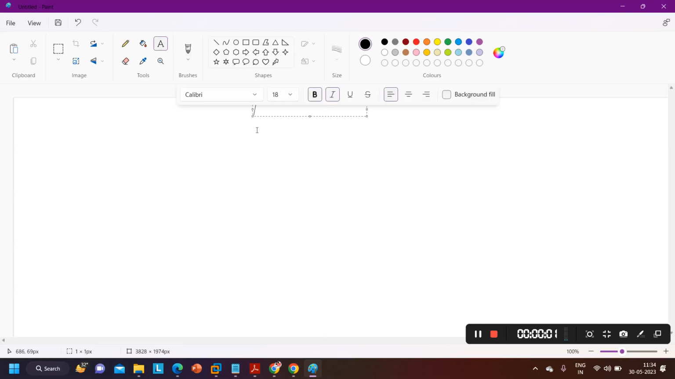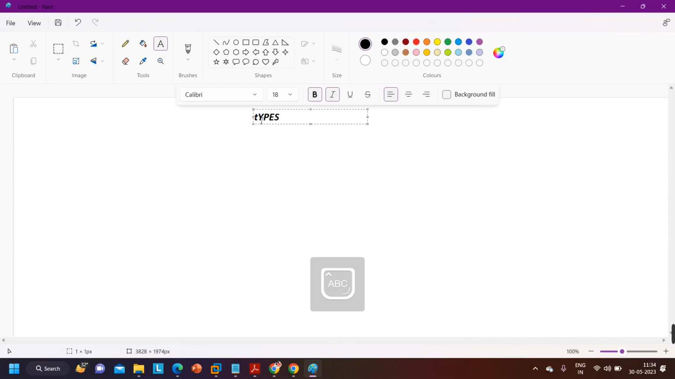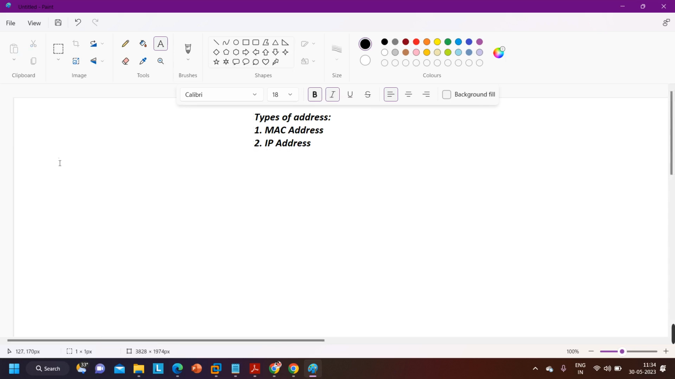We are going to discuss types of addresses. The first type of address is the MAC address, and the second one is the IP address. First we will discuss the MAC address.